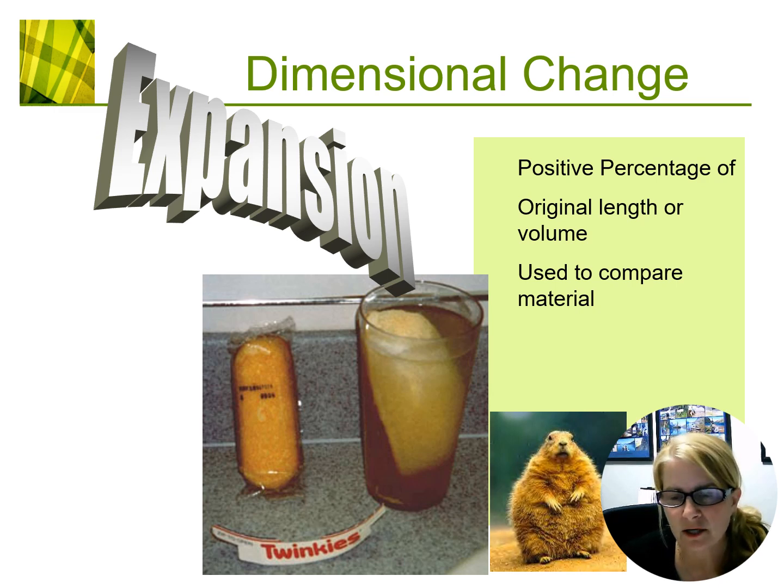With dimensional change, we're going to have some expansion and some shrinkage. So in this particular picture, we have expansion. We want to make sure that the dental materials that we're using don't expand and don't shrink just within the oral environment. We know that there's going to be some with thermal dimensional change, which we'll talk about in a few minutes, but just as a property under mouth conditions, we don't want expansion. That's a positive percentage of the original length or volume, and we use that to compare materials.